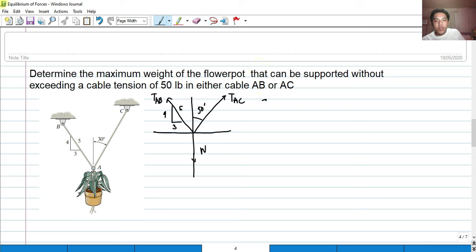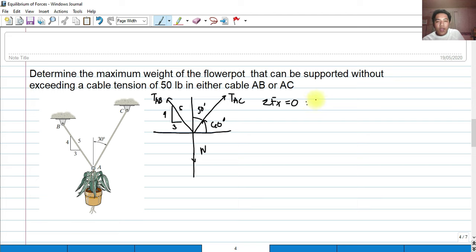Same process. We get the summation of forces along X. Summation of forces along X should equal 0. So first, I want this angle 30 degrees with reference to the positive x-axis. So this should be 60 degrees. That's my definition of theta.